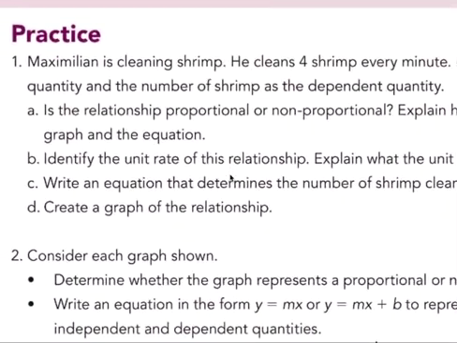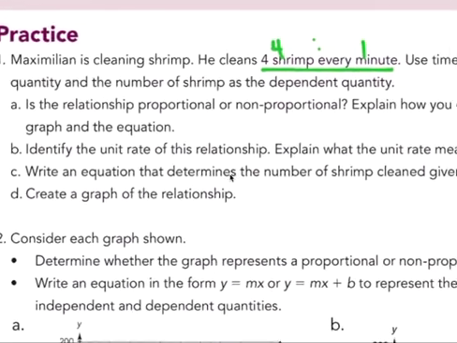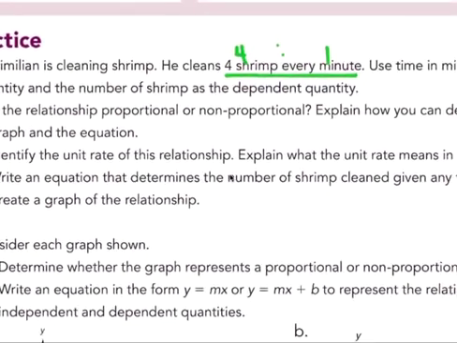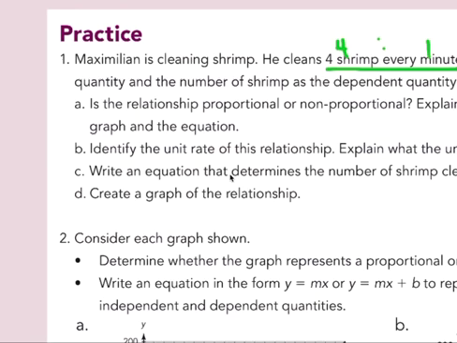Maximilian is cleaning shrimp. He cleans 4 shrimp every minute. So 4 shrimp, 4 to 1, that's your constant rate of proportionality. If you use time in minutes as the independent variable, time in minutes is the x if you had a graph. The number of shrimp is the dependent quantity, that's your y. You have to define a variable.